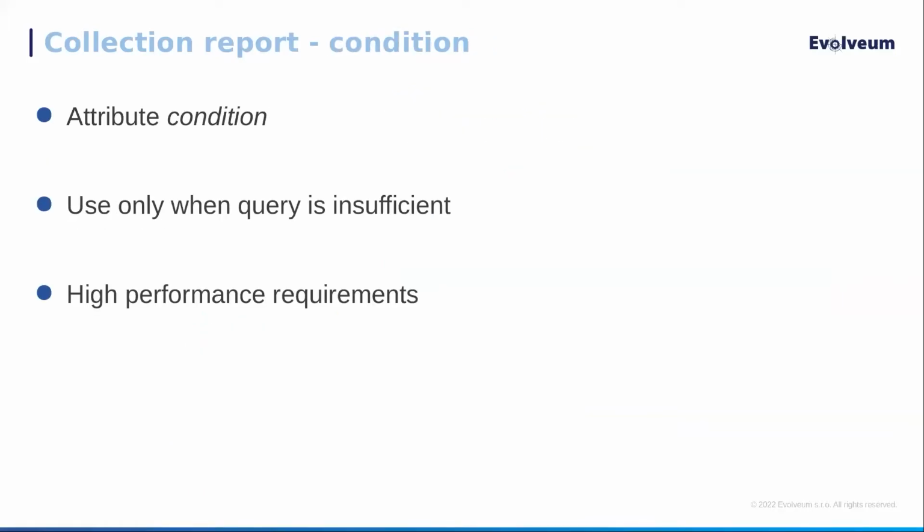Last part of collection report configuration, which we will show, is condition. Condition is very powerful and is recommended to be used only when you don't have any other choice. Using condition have higher performance requirements. When you use condition on user, all user will be requested from repository, and for each user, the condition will be verified. So when you can do it via query, do it and try to avoid using conditions.